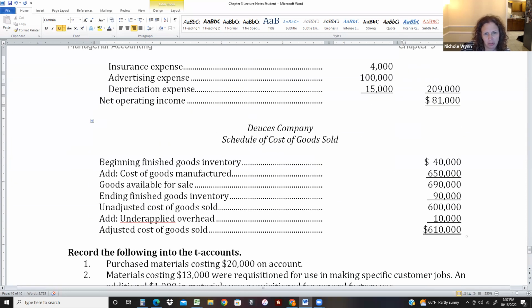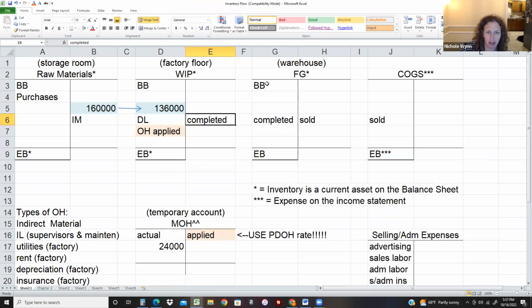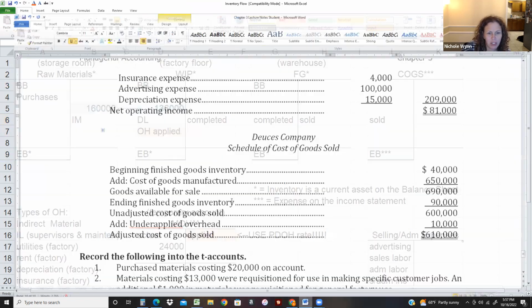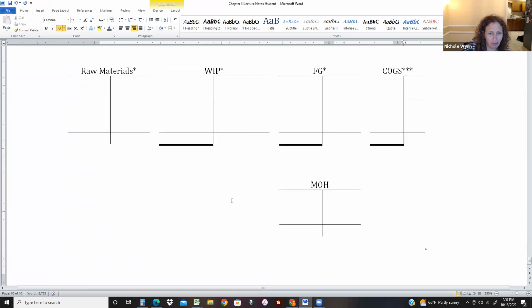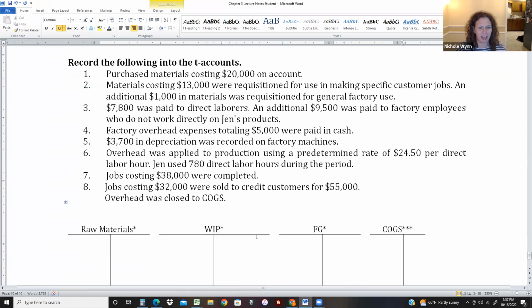The textbook also shows a schedule of COGS, which is something that I don't usually do. But a schedule of COGS is just calculating COGS. So you start off with this one plus this one minus this one equals that, plus any over or under. But we don't need to do that. So the last thing I want to do, just to show you putting things directly into T accounts, is to take this problem and just put it directly into T's. I don't have any beginning balances, and I'm just going to drop the numbers into T's.